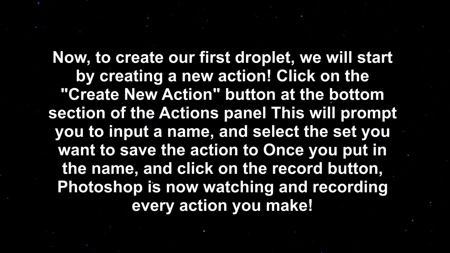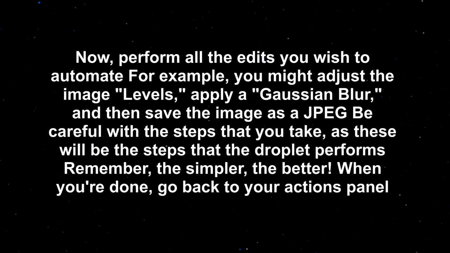Once you put in the name and click on the Record button, Photoshop is now watching and recording every action you make. Now, perform all the edits you wish to automate. For example, you might adjust the image levels, apply a Gaussian blur, and then save the image as a JPEG. Be careful with the steps that you take, as these will be the steps that the droplet performs. Remember, the simpler, the better.